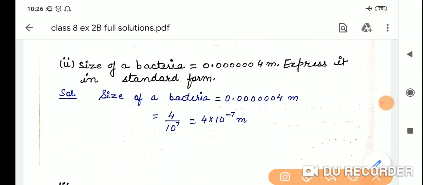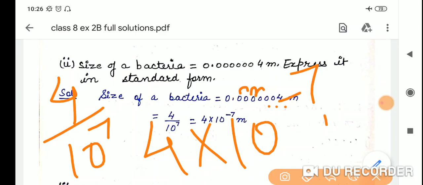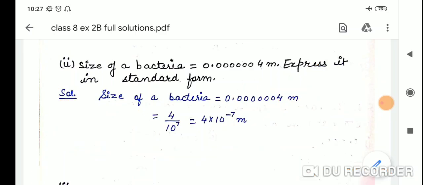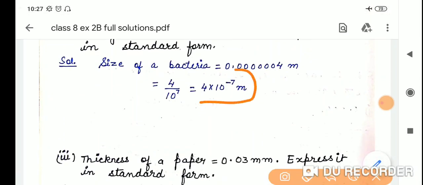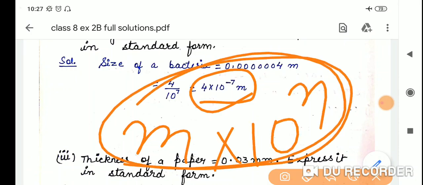Now coming to the second part, size of a bacteria is equal to 0.000 as many zeros 4 meter. Express in standard form, no problem. Here 4 by 10 raised to the power 7. How 7? Count it: 1 2 3 4 5 6 7. So 4 into 10 raised to the power minus 7 meter. Don't forget to write in this form, because standard form is this only.